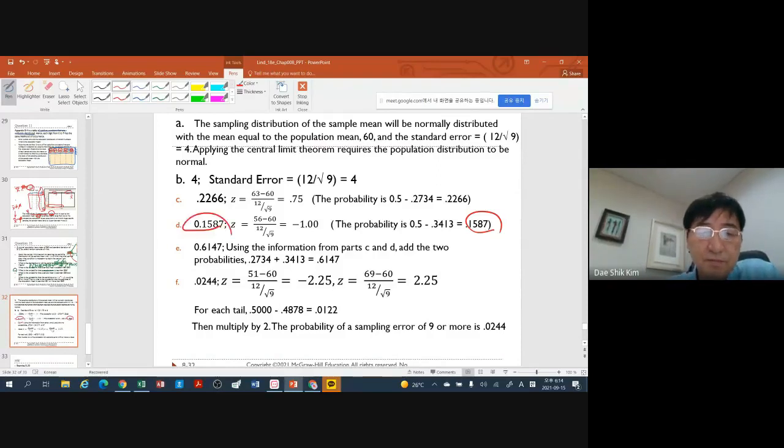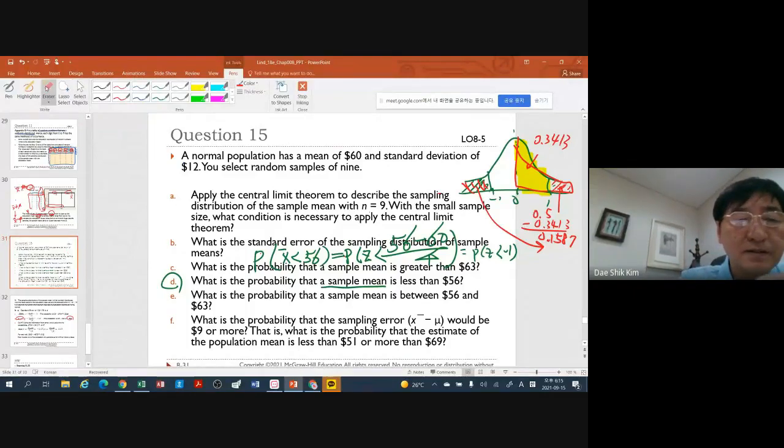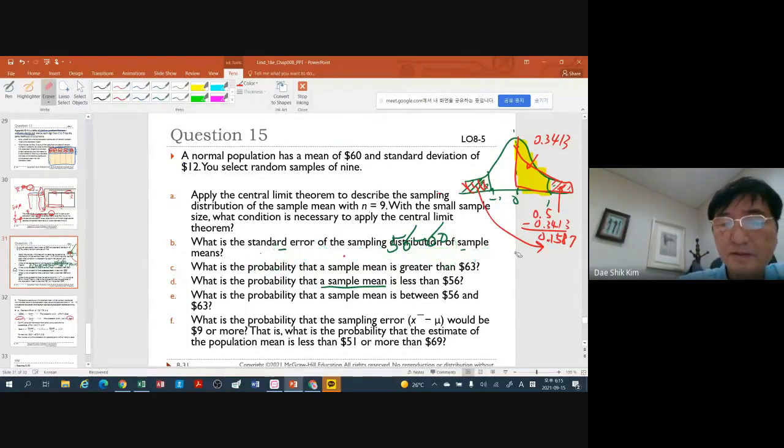Okay. You can use symmetry, and you can use 0.5 minus the other answer. Next.